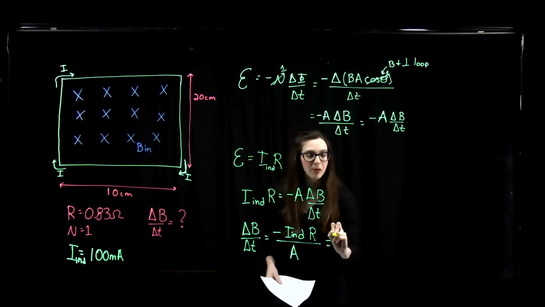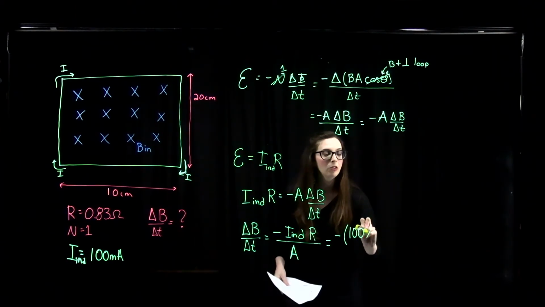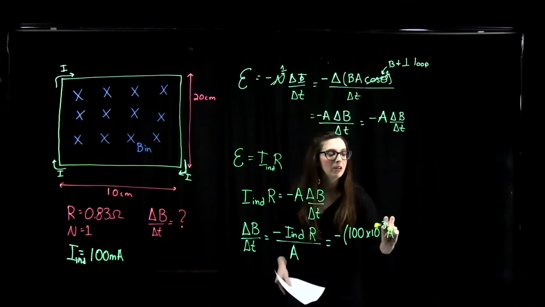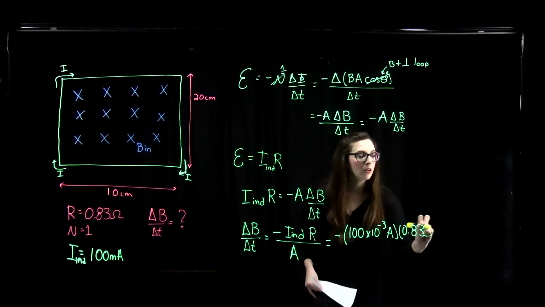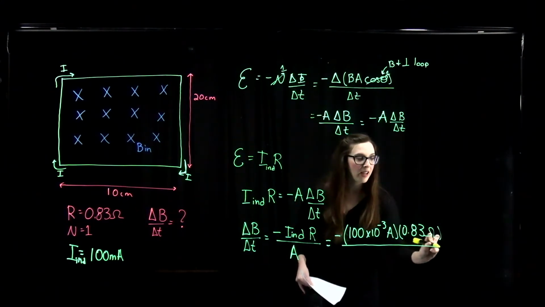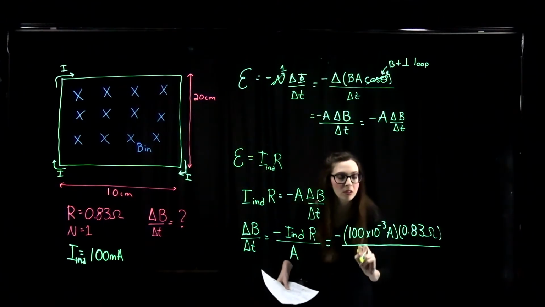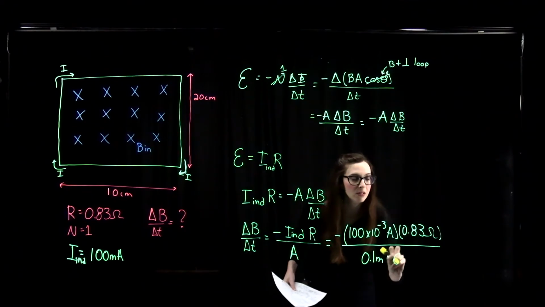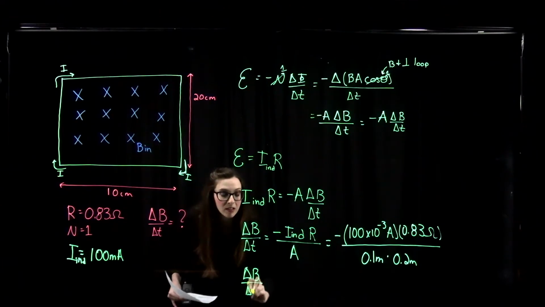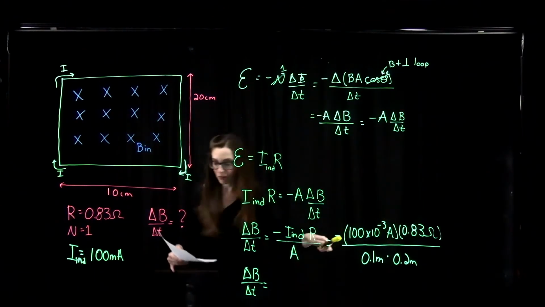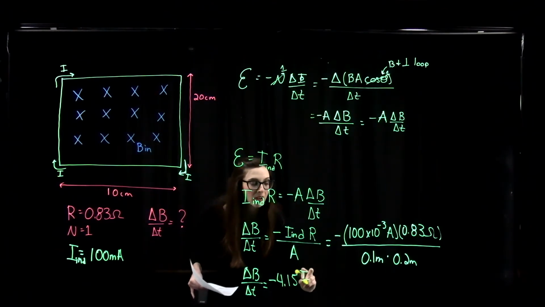So I'll go ahead and put in these numbers. Minus my induced current, which was 100 milliamperes, or 100 times 10 to the minus 3 amperes. I multiply it by the resistance, 0.83 ohms. And then I divide it by the area of my loop, which is just the length times the width. So 0.1 meters times 0.2 meters. So my rate of change of the magnetic field is going to equal all of this stuff right here. It's going to equal minus 4.15 Tesla per second.